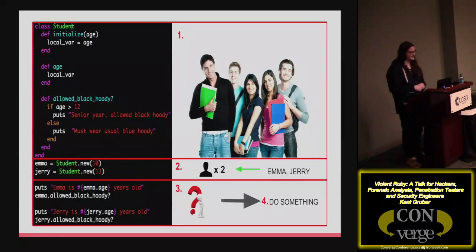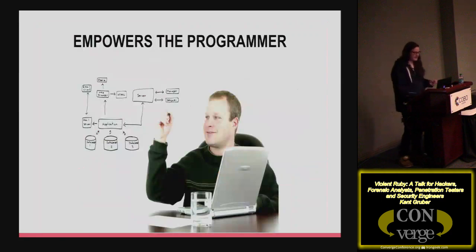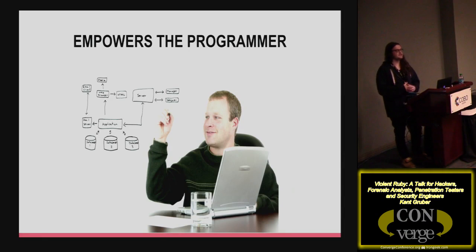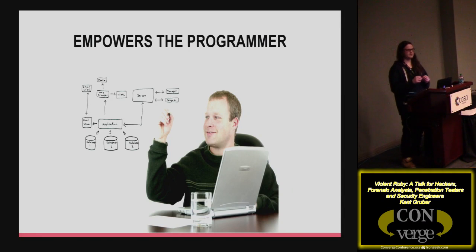And just a kind of silly example, you have a student, and you can see if they're allowed to wear a black hoodie or not through this very simple interface. We're making a new student, giving it the age, and then checking if they're allowed to wear a black hoodie if they're older than 12. I don't understand that one bit, but whatever. Basically, what this allows you to do is build up your objects and your classes, those interfaces to how someone's going to use your code, or how you're going to use your code. It really empowers you.